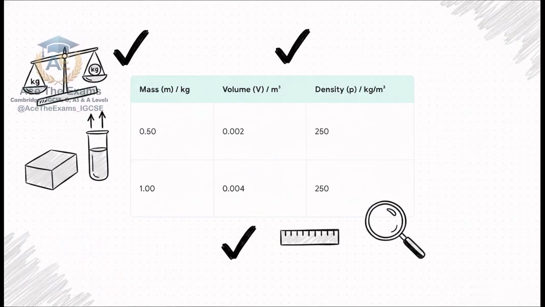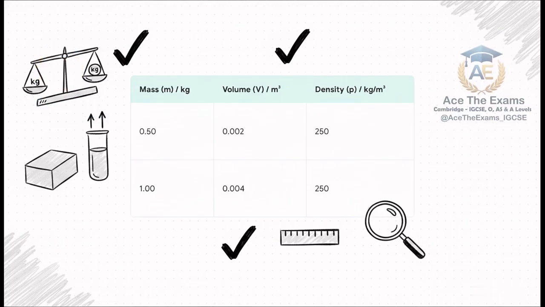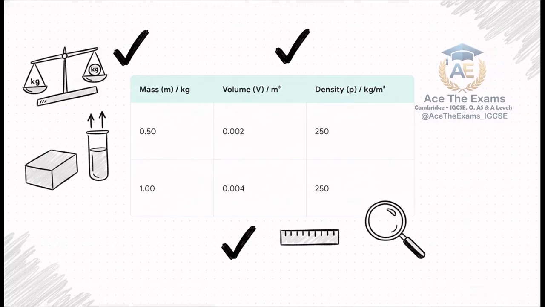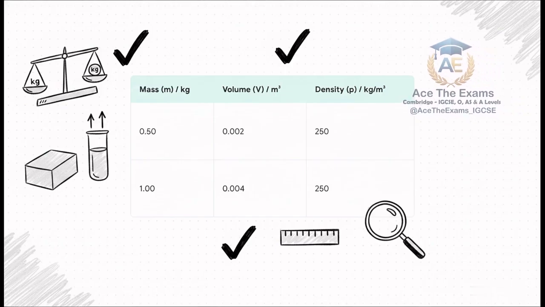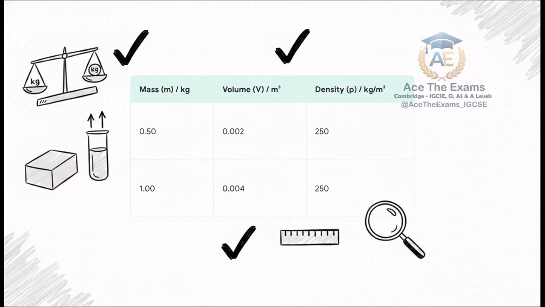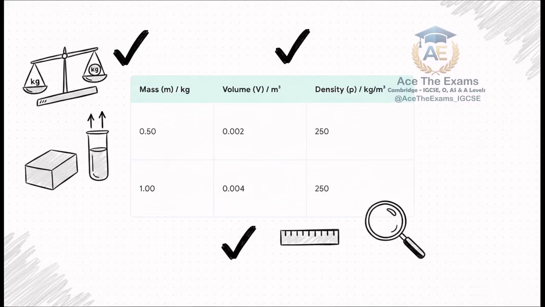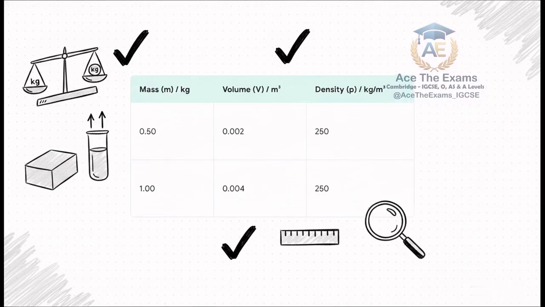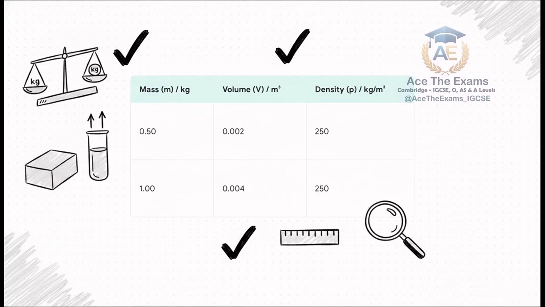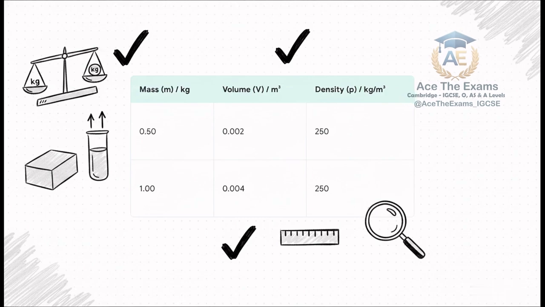First, your units, like kilograms and cubic meters, only belong in the headers. Never, ever write them inside the table body itself. That's a one-way ticket to losing a mark. Second, your significant figures must be completely consistent down the columns. If one mass is recorded as 0.50, the next one has to be 1.00, not just a plain 1. This exact consistency is what the examiner is hunting for.